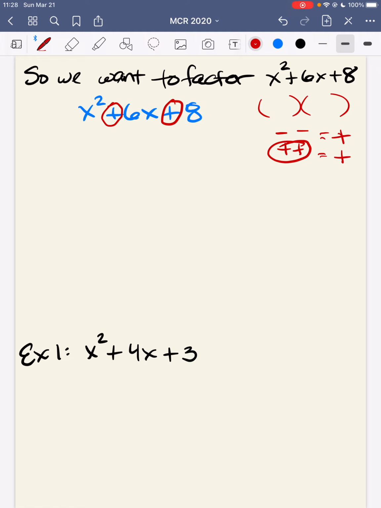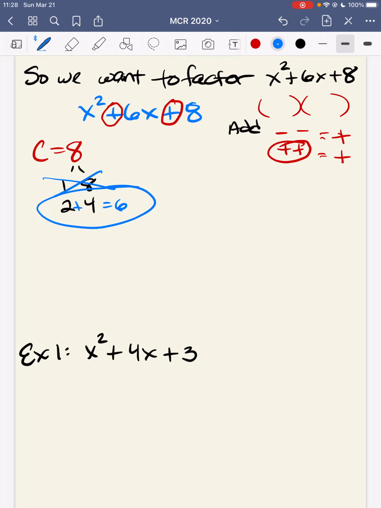My next step is to look at c. C in this case is equal to 8. I want to look at factors of 8 that are going to add, because my signs are the same, to give me 6. So factors of 8, I have 1 and 8. I have 2 and 4. Now 1 plus 8 gives me 9, so that's not going to work. But 2 plus 4 is equal to 6, so those are the 2 numbers that I want to use.